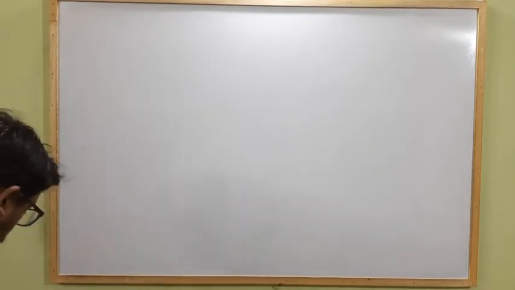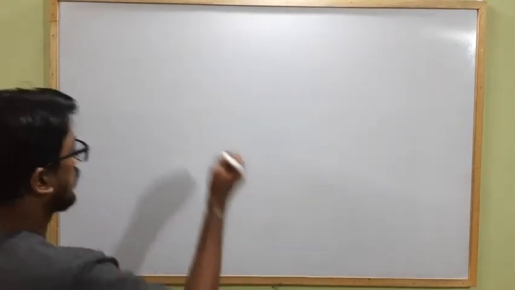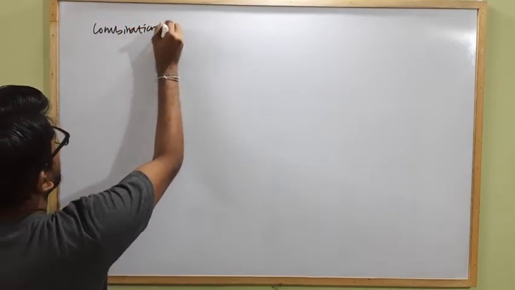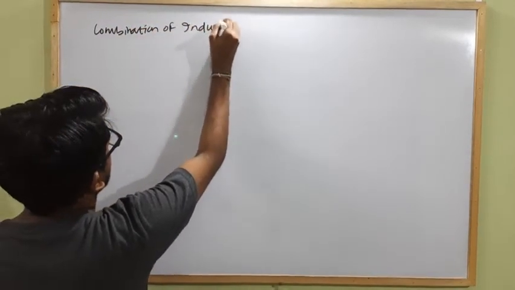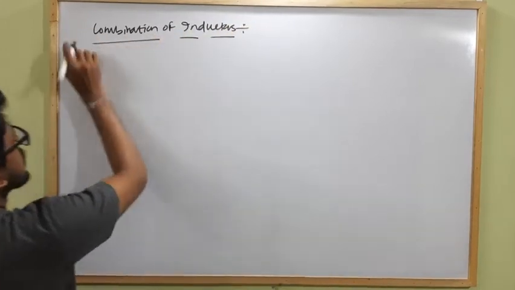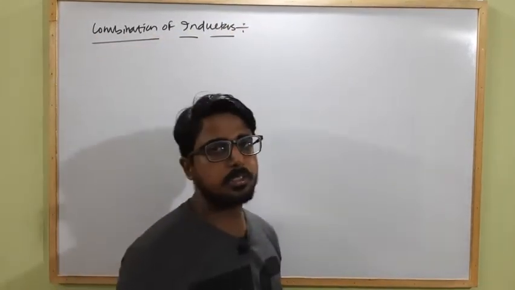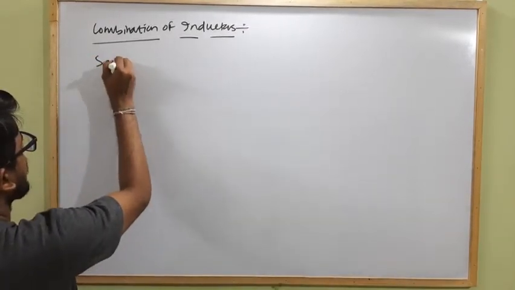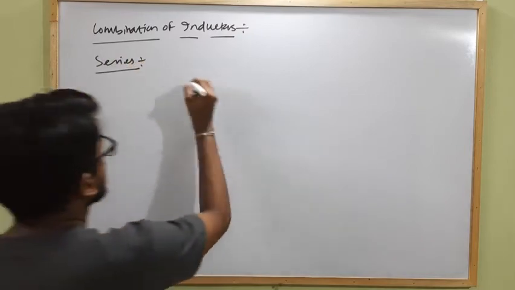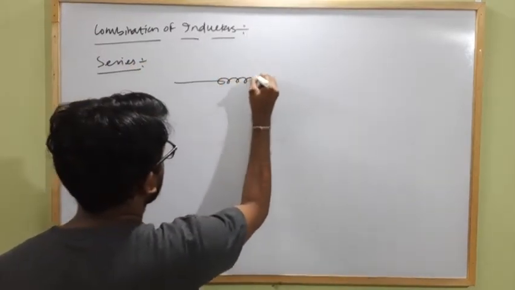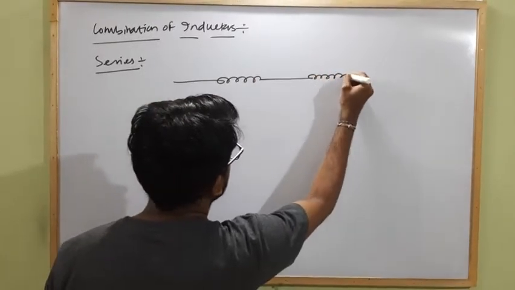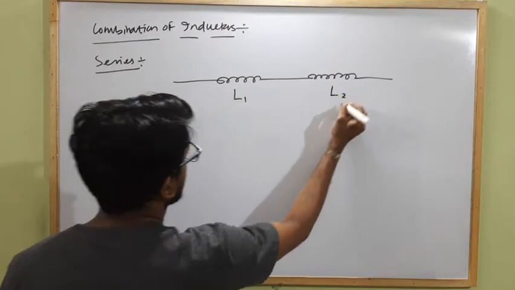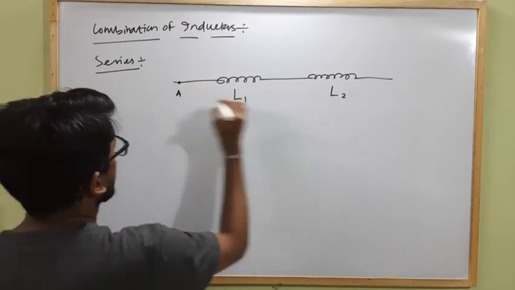Okay, so now let's discuss what is combination of inductors. As we already discussed in electrostatics, combination of capacitors and resistors, now here we will discuss combination of inductors. First, the series combination. So what is series? When two inductors are connected back to back. So let here two inductors be connected in a circuit back to back. This is inductance L1, this is inductance L2. So here are two terminals A and B.